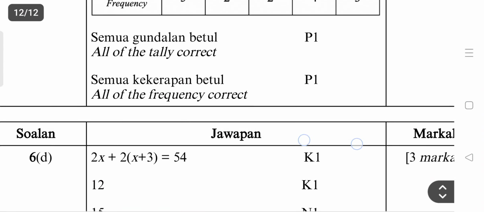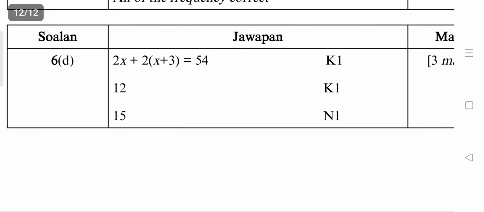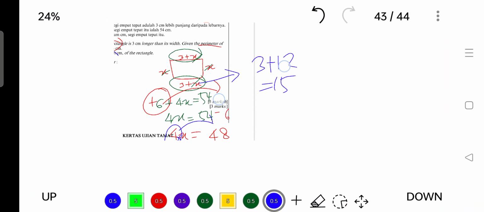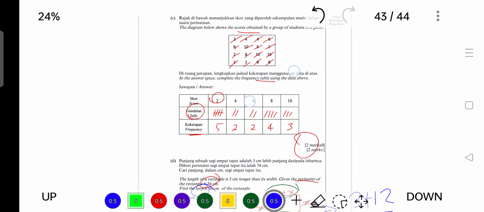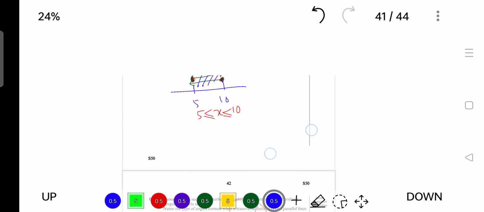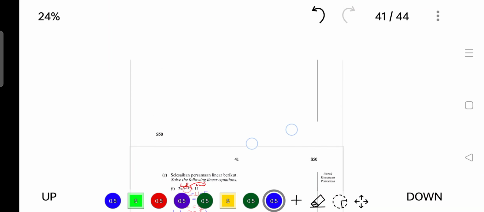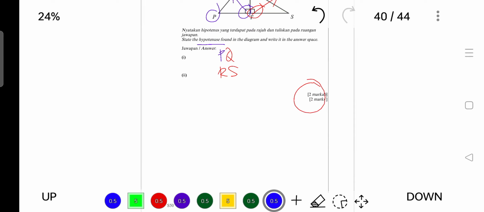centimeters. You see here, you get K1, you get K1, you get N1. All right, that is the end of our paper. It is a bit tiring to finish all of this, but trust me, if you know everything from chapter 1 to chapter 13 without leaving a single thing, like labeling, like the number of sides equivalent to the number of vertices, all of the little tiny things, you can surely do it.